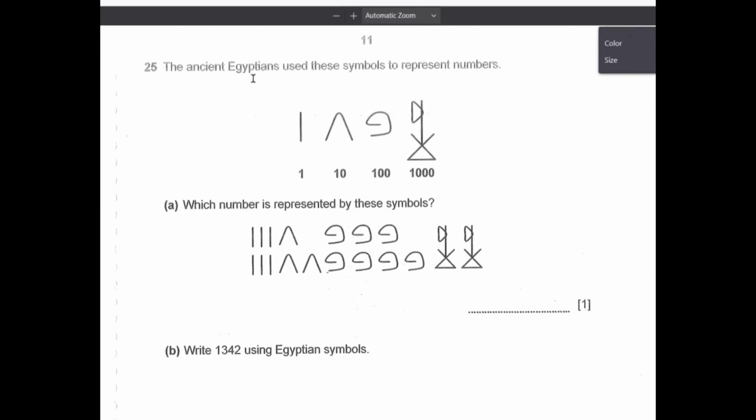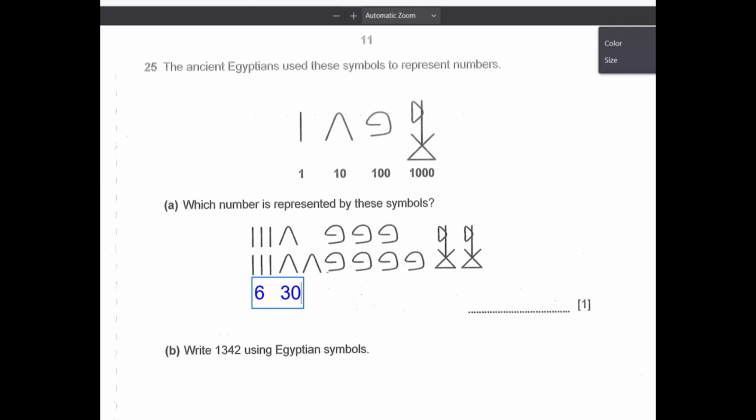They say the ancient Egyptians used these symbols to represent numbers. This one represents 1, this one represents 10, this one represents 100, and this one represents 1,000. They ask which number is represented by these symbols here. We know this is 1, 2, 3, 4, 5, 6, which gives you 6. And this will give you 30, because there are 3, and each one represents 10.